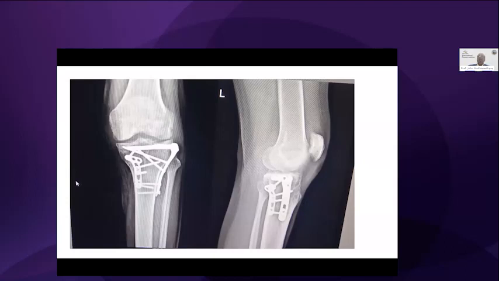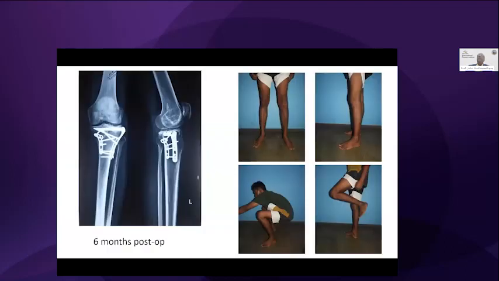This was the situation here. This was him at 6 months post-op. You can see how the fracture is healed up all right. He's got a fairly good range of motion at this stage, not full range, but you can see he's almost able to squat, but not able to squat fully. So again, we continued with the exercises, and he had no pain.